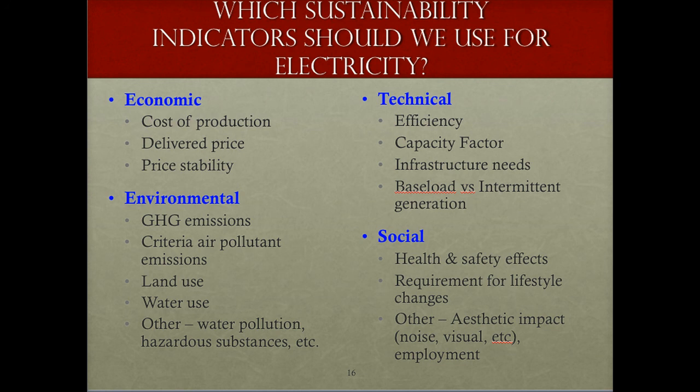Some social sustainability indicators include health and safety effects, requirements for lifestyle changes, and others such as aesthetic impacts and jobs. There are, of course, other concerns, but remember that sustainability indicators must be quantitative and measurable. So I have tried to include indicators here that fit that requirement. We will discuss later in the unit how to quantify and measure these indicators for different electricity options.